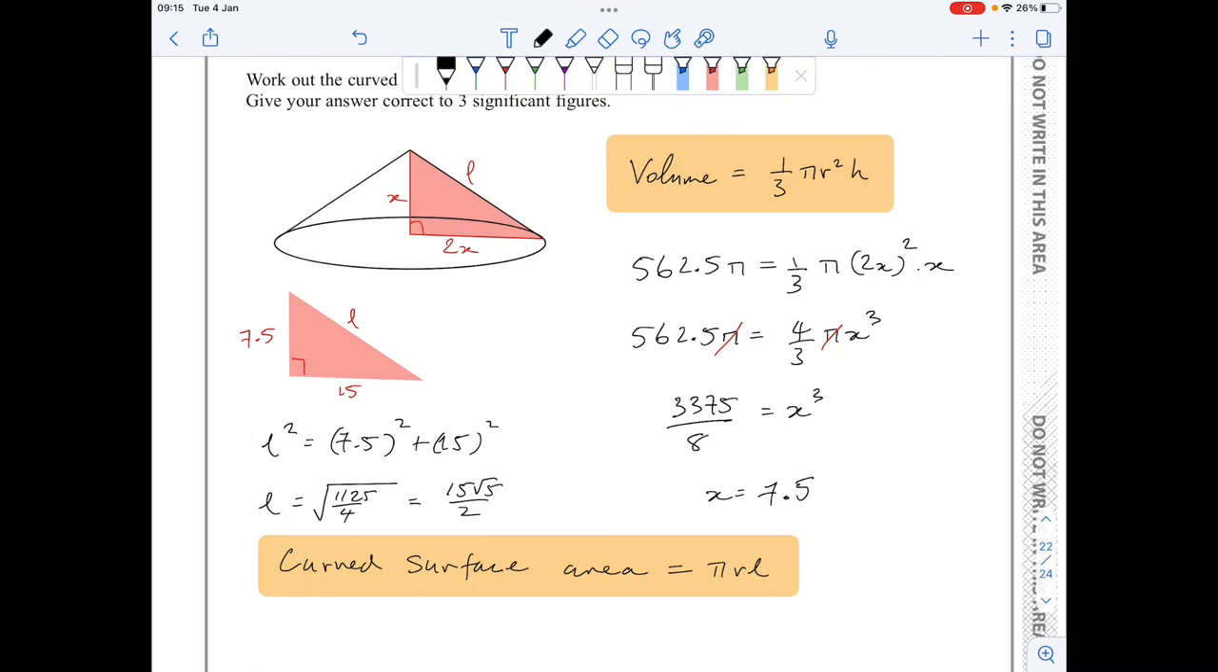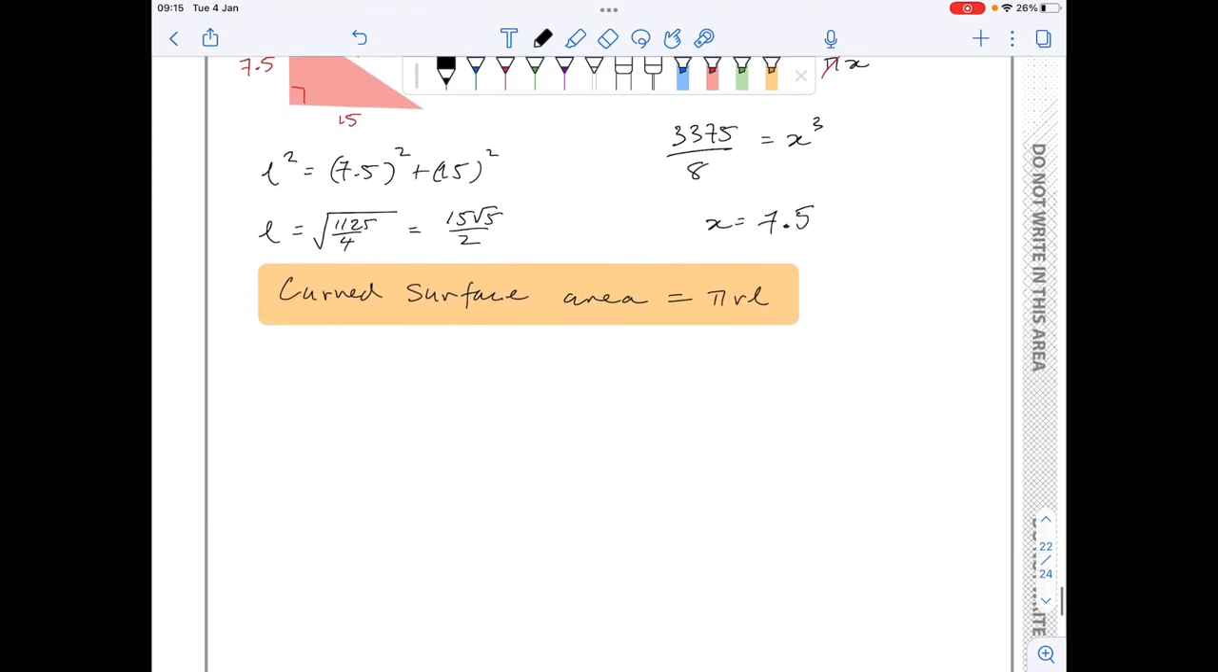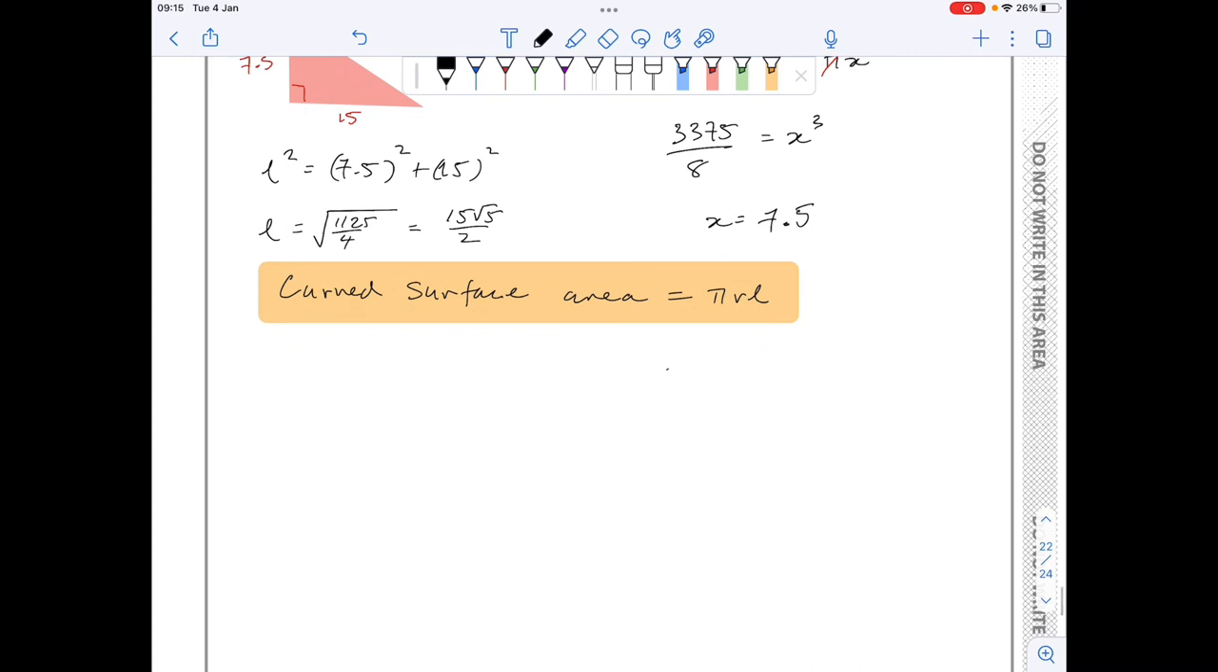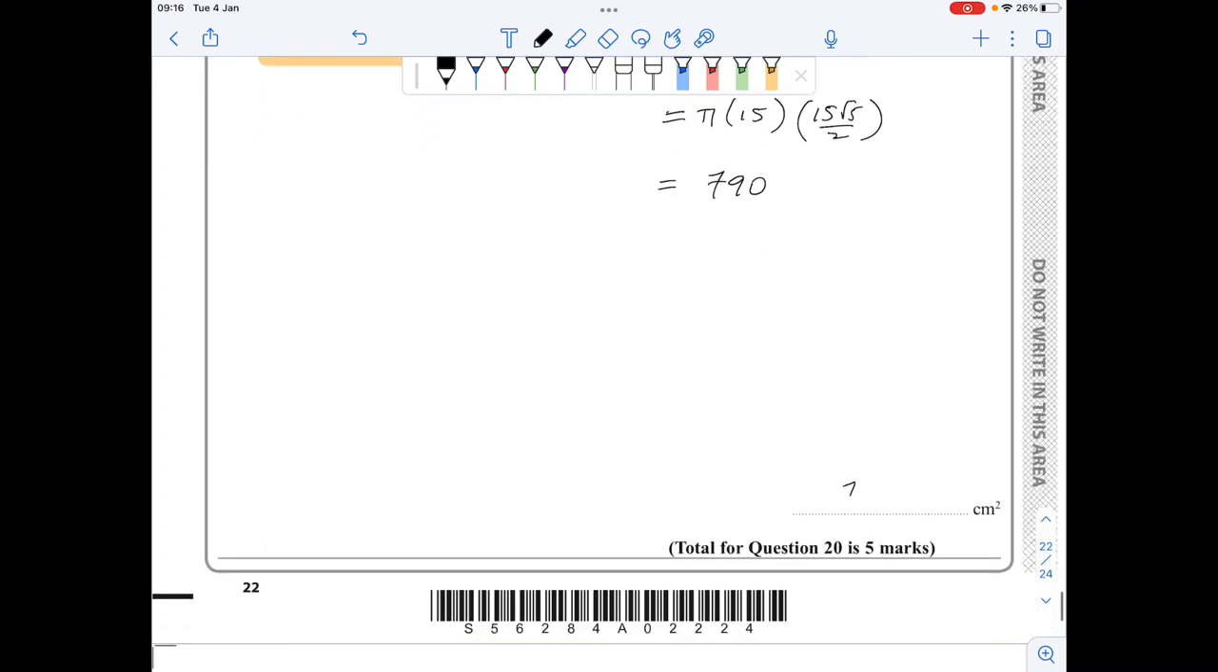So now I can substitute this into the formula for the curved surface area. I've got pi times 15 times this number I found above. Note, I'm not using decimals. I'm using exactly what the calculator gave me. And this comes out to be 790, correct to 3 significant figures.